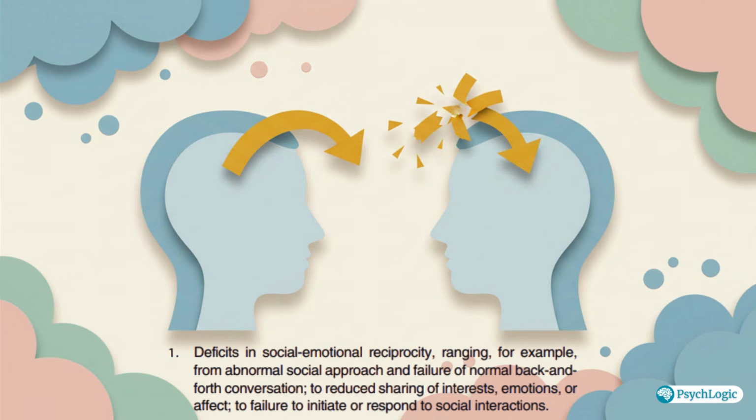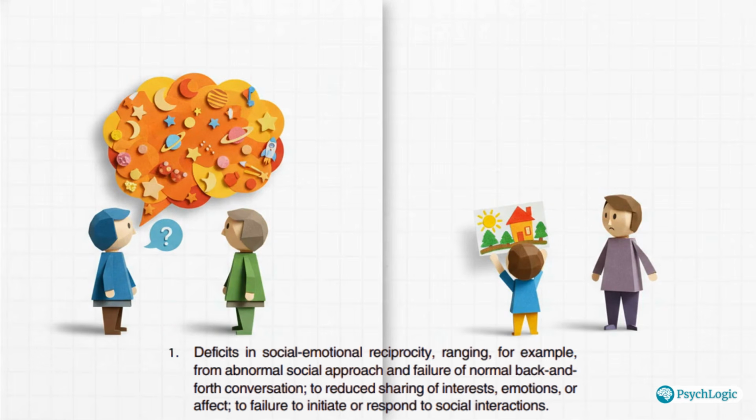Now, that's a fancy term, but it really just means the natural give and take that conversations are built on. You know, that back and forth rhythm of a social dance. So, what does that actually look like in real life? Well, it might be someone who can talk for 20 minutes straight about their passion, say trains or video games, but never once pauses to ask you about your day. Or it could be a child who doesn't think to show you a drawing they're proud of, just to share that moment of joy. It's a disconnect in that shared social feeling.